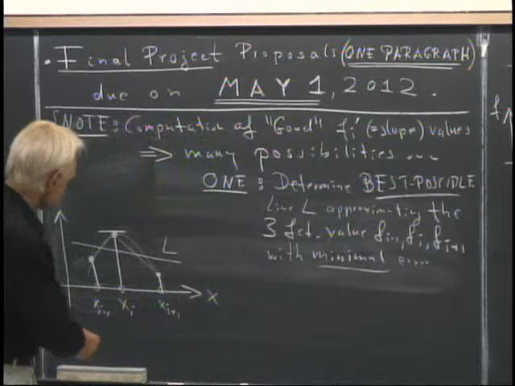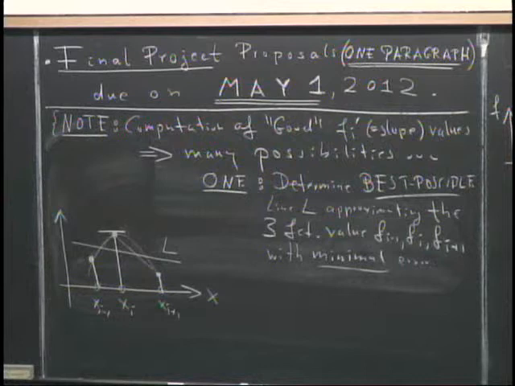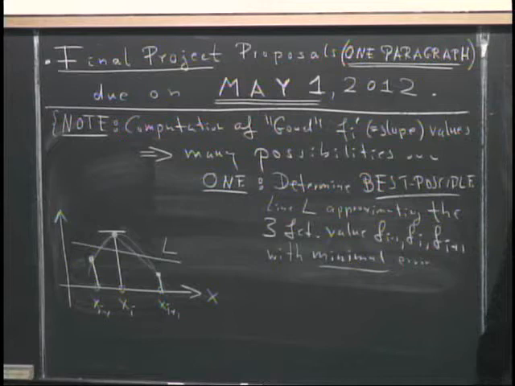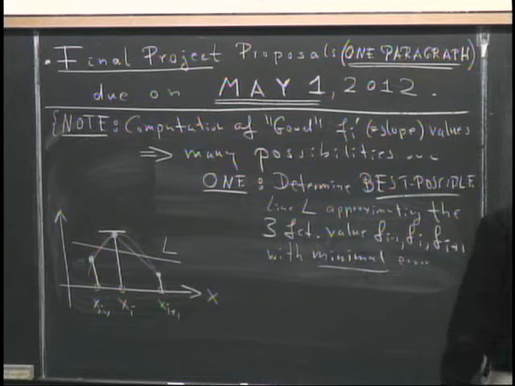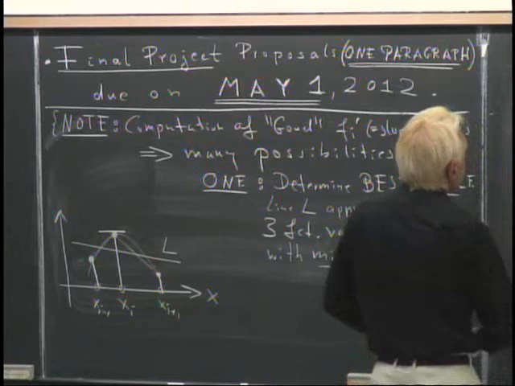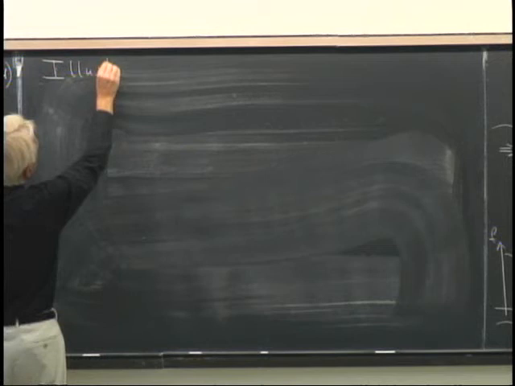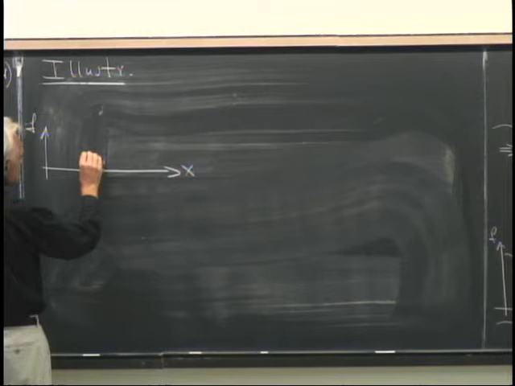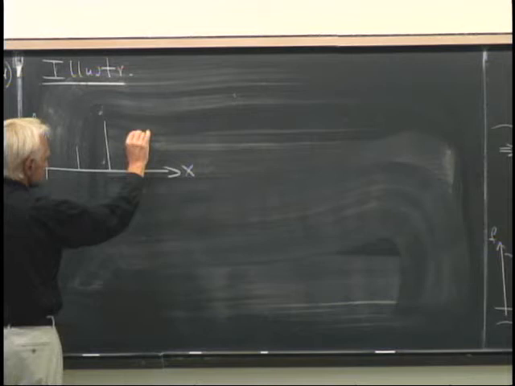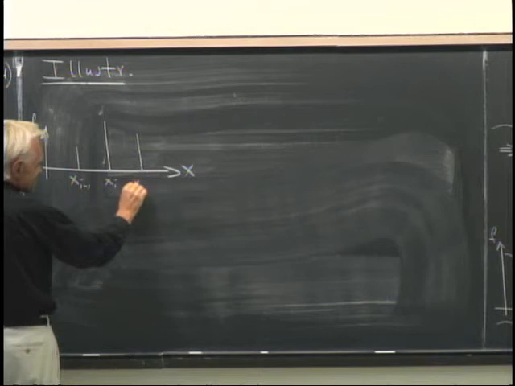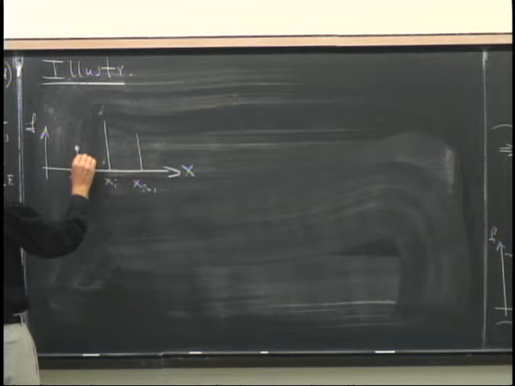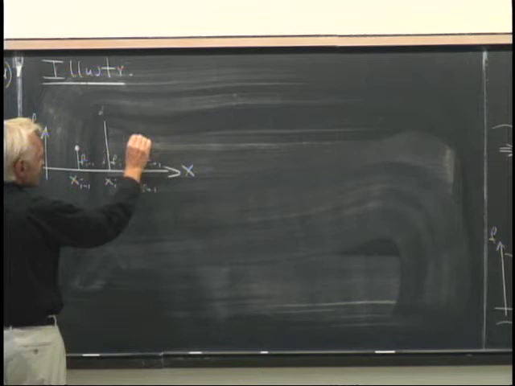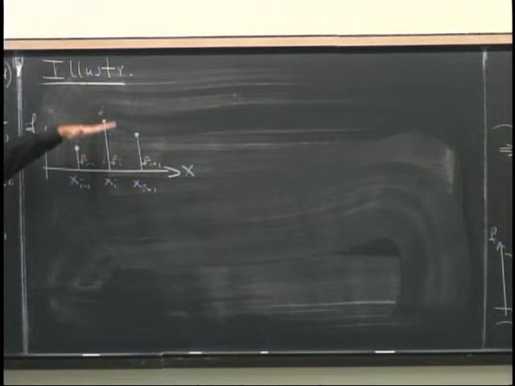Okay, continue that here. Illustration. Xi minus 1, xi, xi plus 1. Fi minus 1, fi, fi plus 1. And you believe me that there is one best line that is as close as possible to all 3 data, right? And your eye sees that line, the line is this one.